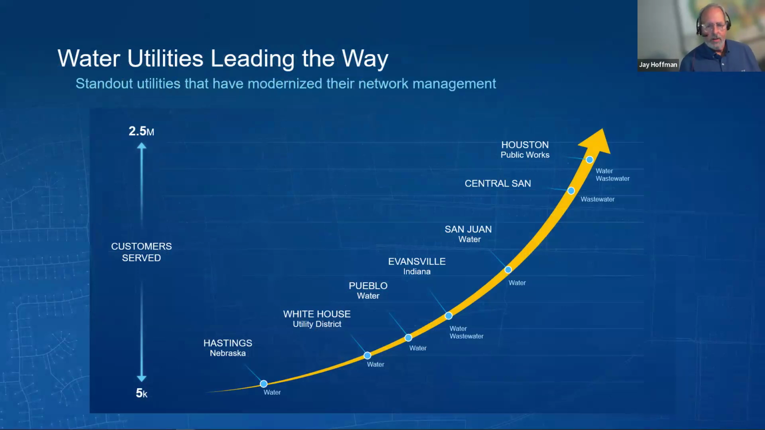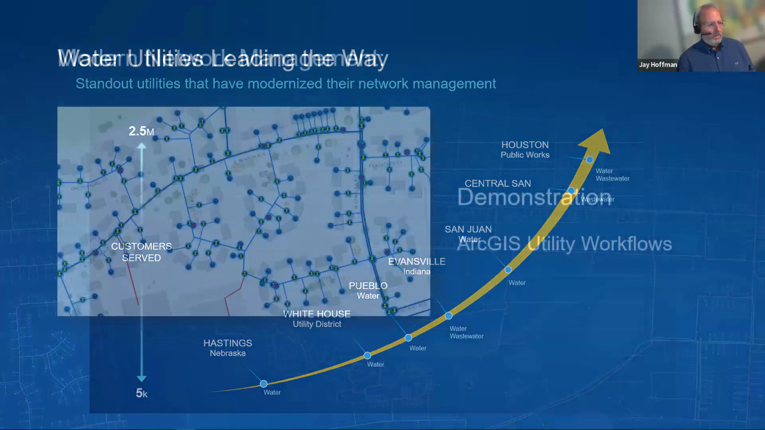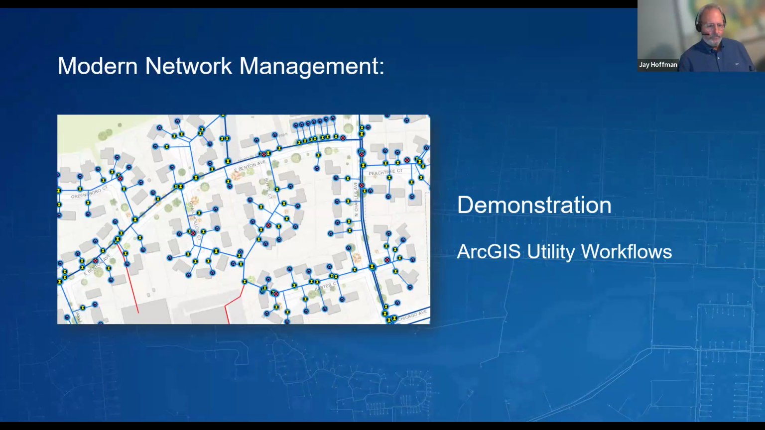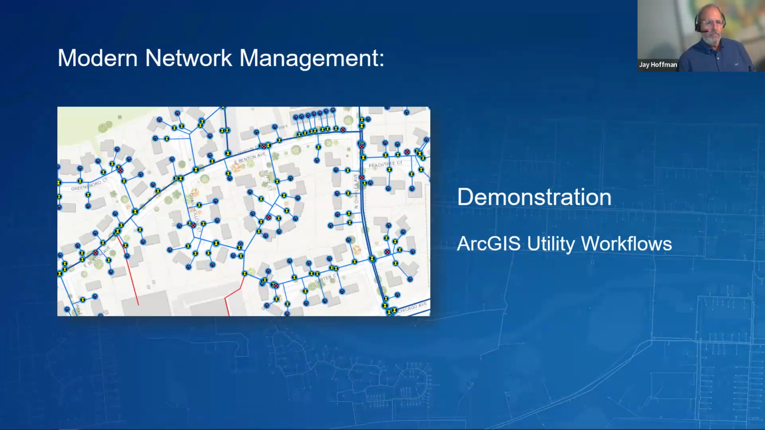So we're going to look at this really quick. These are a few utilities, from very small to very large, that have initiated a network management based system. There are thousands and thousands more doing the same thing. So whether you're very small down at the bottom or a very large system, it doesn't matter, because everybody's doing the same thing. So basically, we're going to show a little demo of that now. Do y'all see the map?